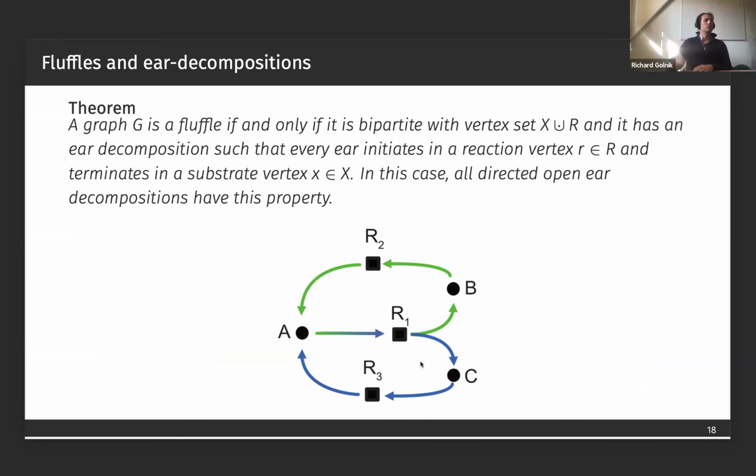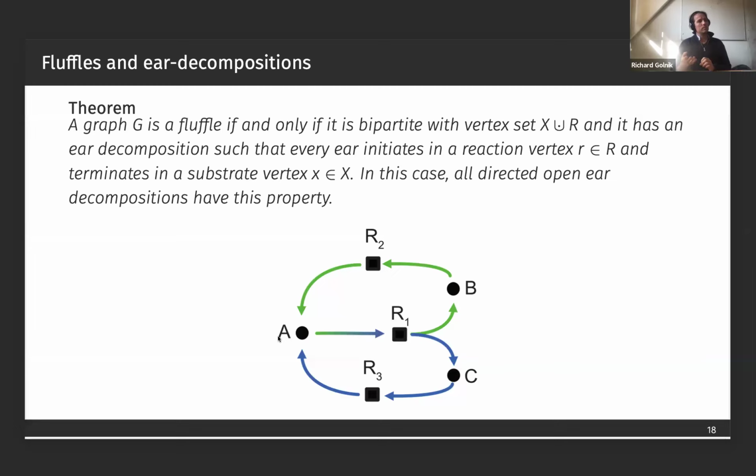An open ear decomposition is basically a path from one vertex to another one, where each of the vertices on that path has in-degree 1 and out-degree 1. And there's also another path from the terminal vertex to the starting vertex. And for the fluffles, we get a specific open ear decomposition, a directed open ear decomposition, which always starts in a metabolite, in a reaction vertex, and ends in a metabolite vertex.